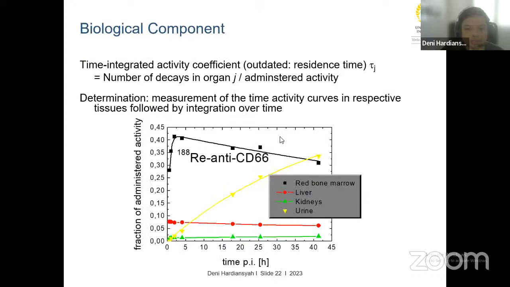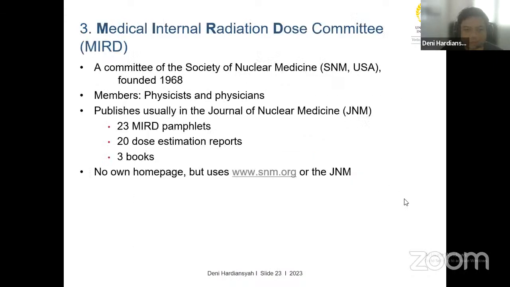And then after that, we can calculate the time-integrated activity coefficient by calculating the area under the curve of each of the organs. So how do we calculate the absorbed dose? We already have all of the parameters needed for calculating the absorbed dose, but how do we calculate it? This method was introduced by the Medical Internal Radiation Dose Committee, a committee of the Society of Nuclear Medicine in America, founded in 1968. The members are physicists and also physicians.